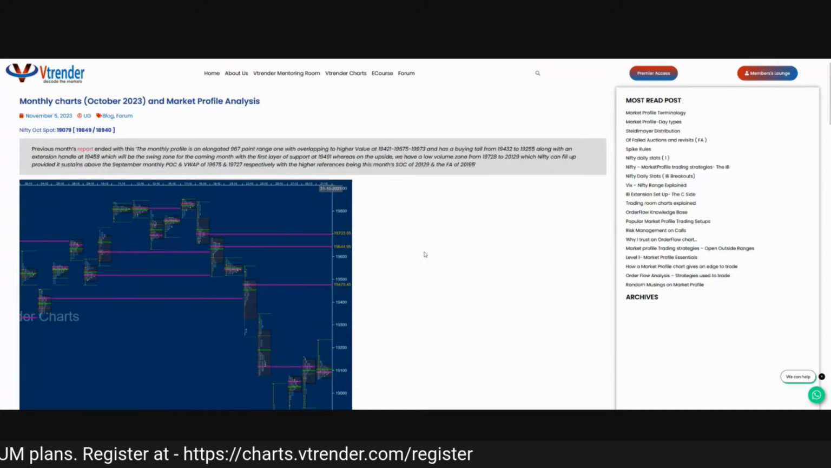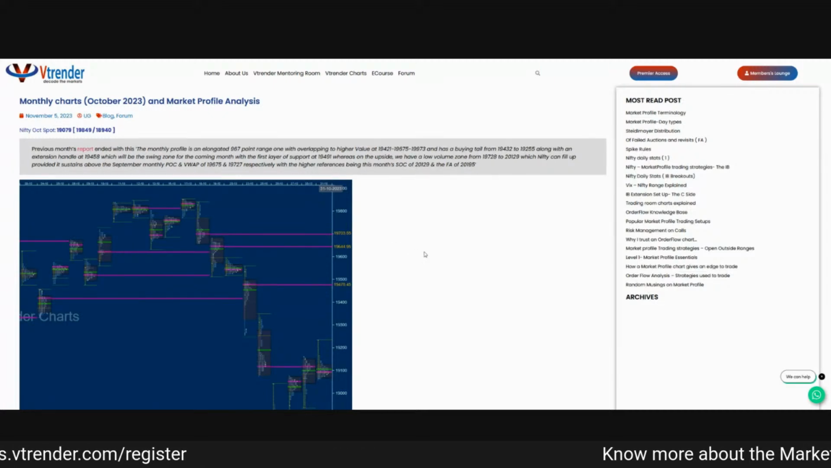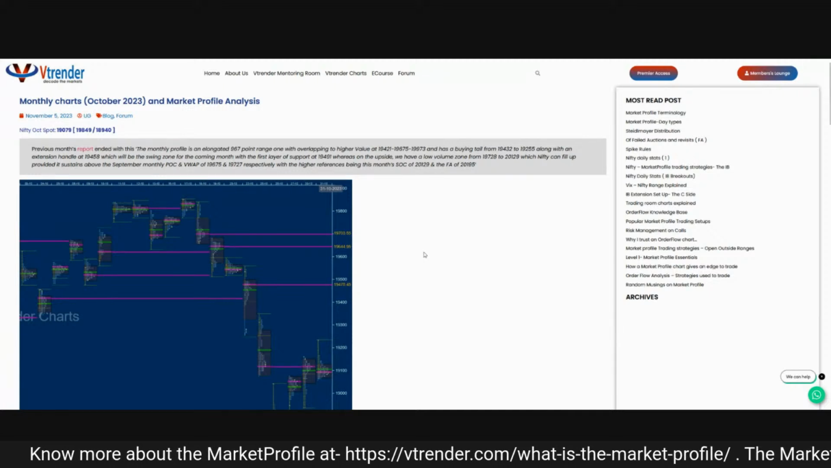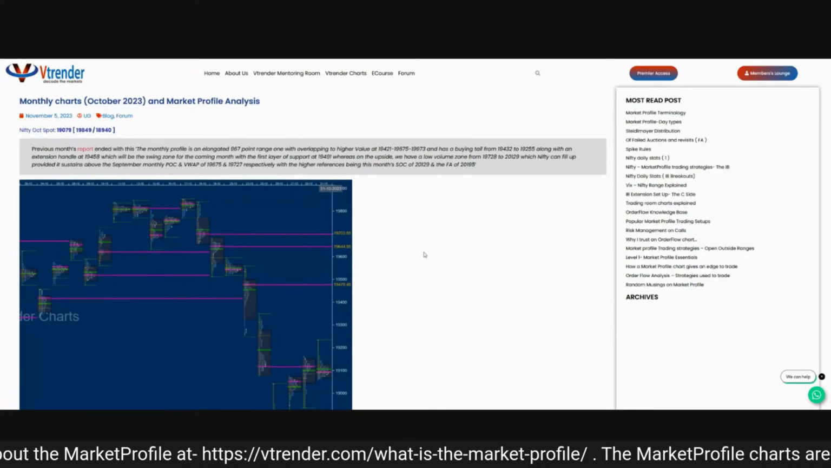So right now on the screen, we have the monthly report of October 2023, which was published once the month got over. These are the spot charts, and these references are all of spot.